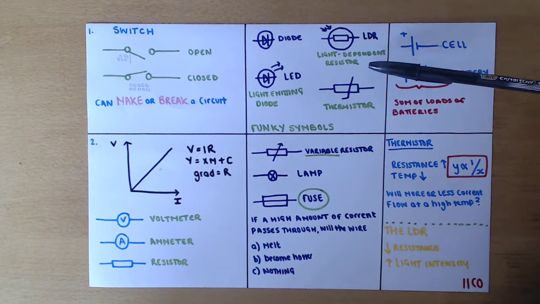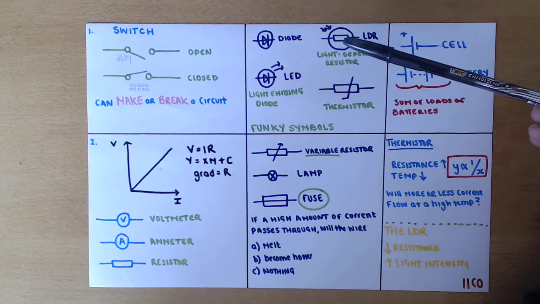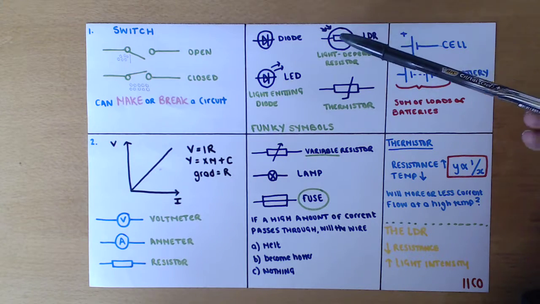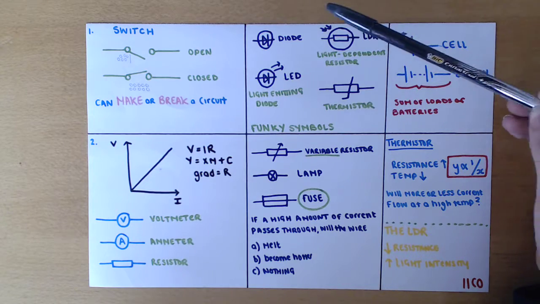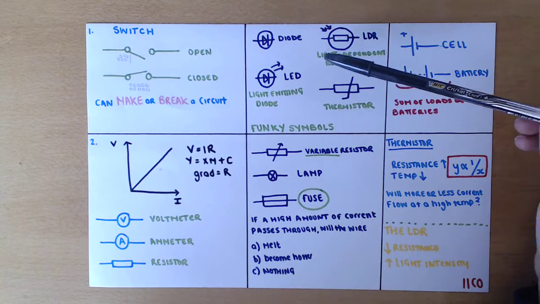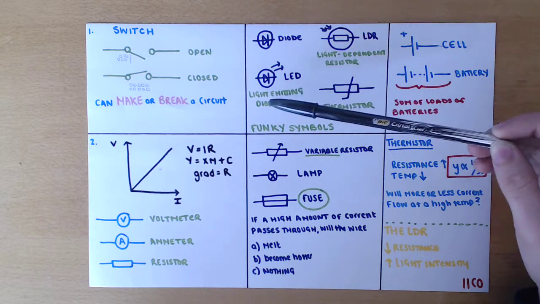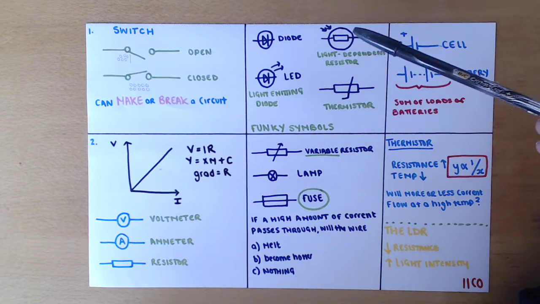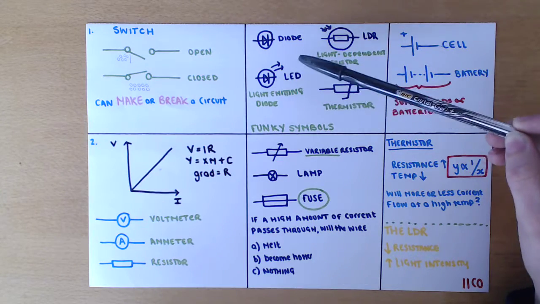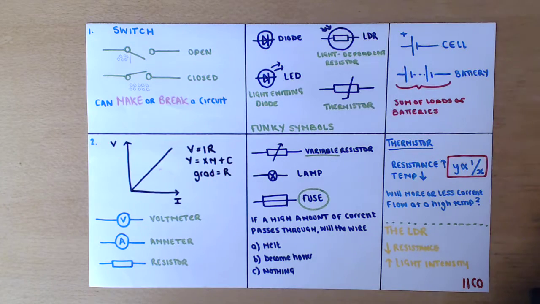An LDR, so we know that we're going to have to draw a resistor, is done by the resistor with a circle around it and then the arrows coming in for the light dependent part of it. An LED, which is a light emitting diode, has the arrows leaving it because it's emitting the light. Here it's depending on the light, here it's emitting the light. And again, because it's a diode, you draw the start-stop with a line going through it.